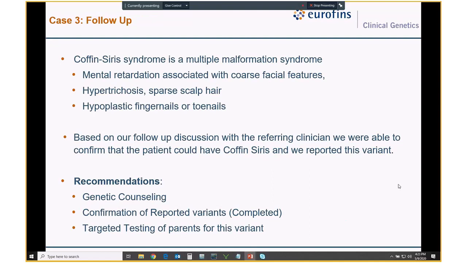And of course, if you look at the Coffin-Siris phenotype, there is a certain degree of overlap. It's not absolutely matching, but there is a certain degree of overlap, and one of those things is, of course, the hypoplastic fingernails. So what the neurologist told us is, look, I'll take a review. Keep this variant. Don't release this until I get the additional testing or confirmation done. And very quickly, within a day or two, he reverted back to us saying that, yes, this does fit.